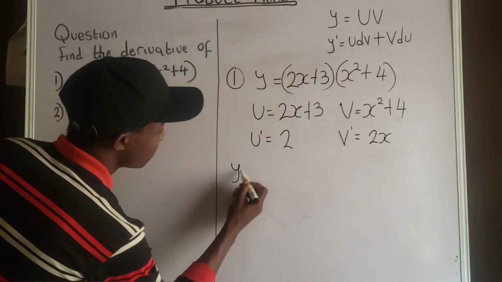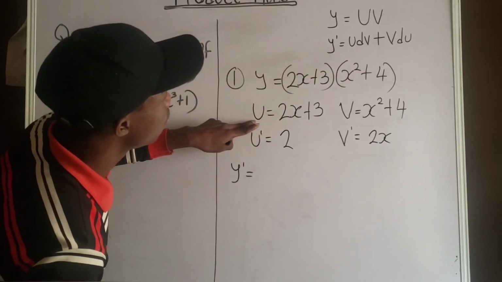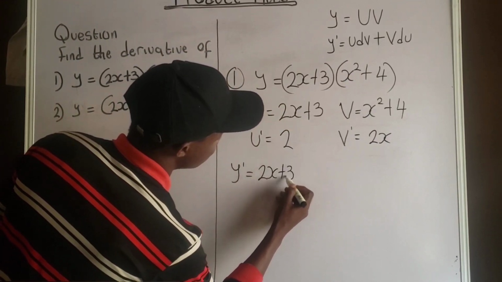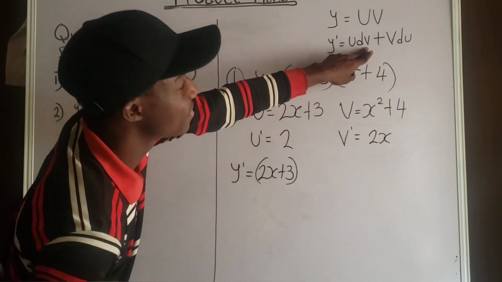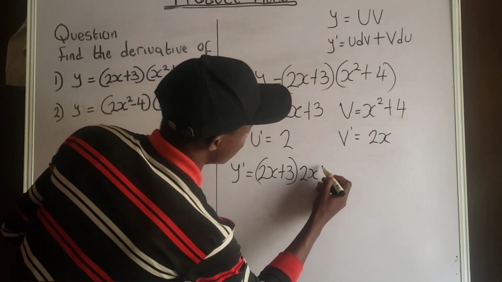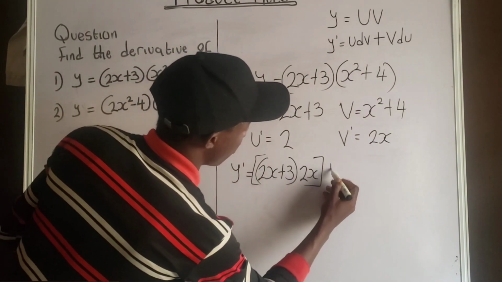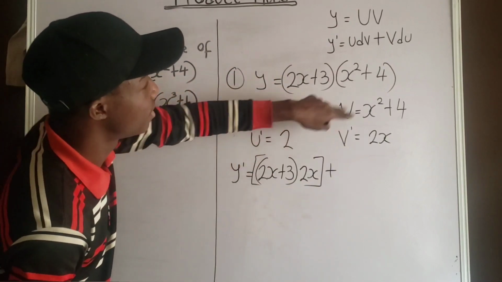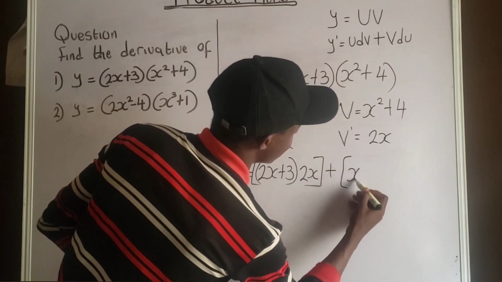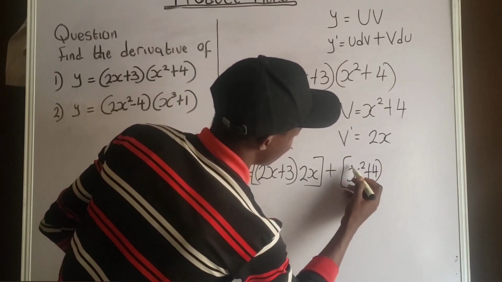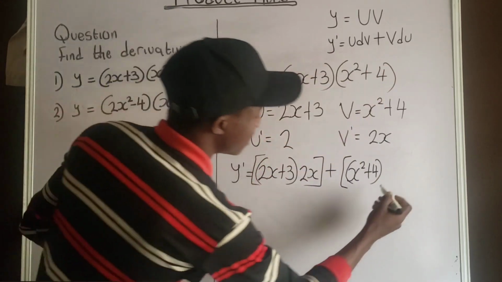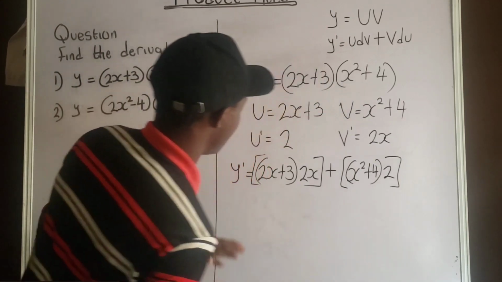Now, let us proceed. The derivative of y is equals to u, that is (2x plus 3), multiplied by the derivative of v. And the derivative of v is 2x, that is multiplied by 2x. Let me put it into bracket. Plus v, v is x squared plus 4, that is plus (x squared plus 4) multiplied by du. du is what? du is 2. You can see, multiplied by 2. So, let us open the bracket.